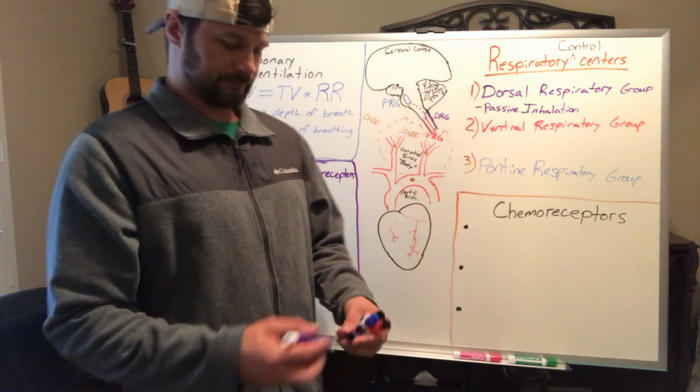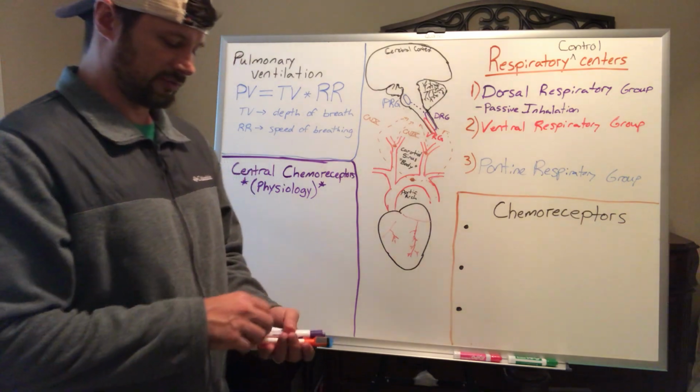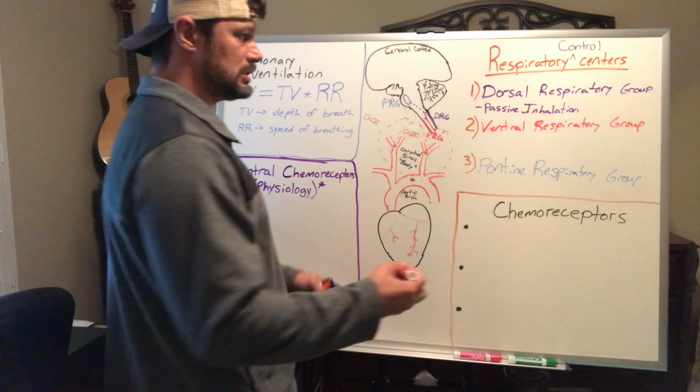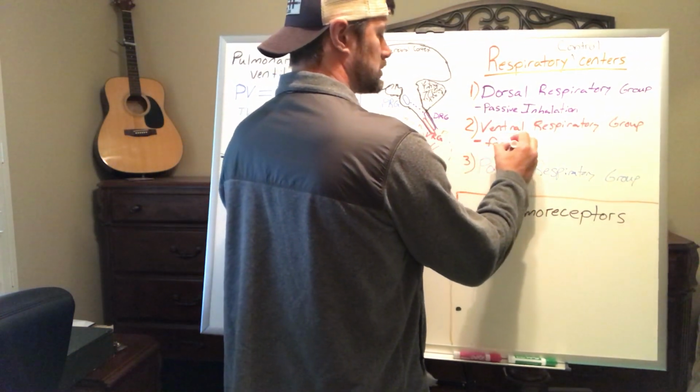The VRG, the ventral respiratory group. Now this gets its nose involved when we need to actively breathe. So this is where we really start throwing forced breathing into the mix.